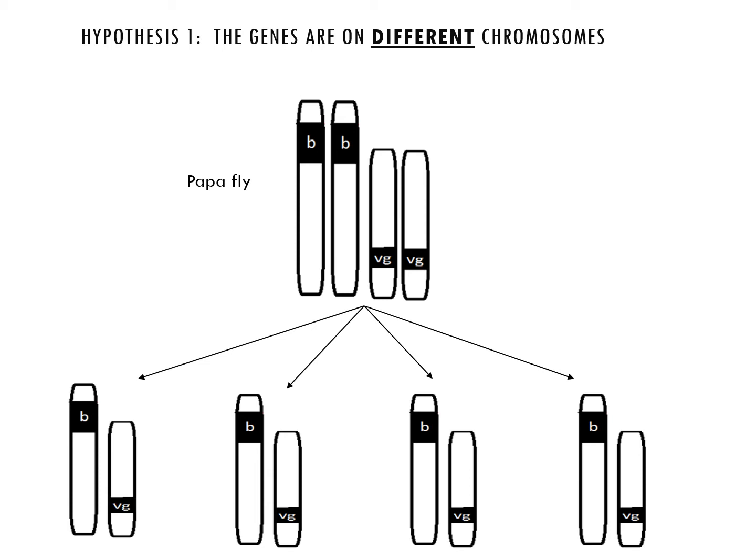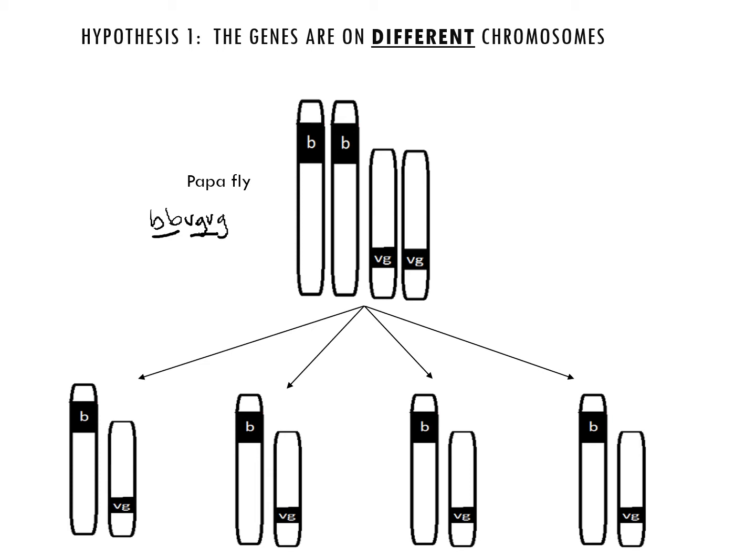So here we're looking at our papa fly. This was our double mutant. Okay, so it had the genotype BB, VG, VG. So if there's only one gene on each chromosome, that means that we're going to have two chromosomes, one for body color and one for the type of wing configuration that our fly has. Now they're diploid cells, which means we're going to have two copies of each one. Okay, so this would be our papa fly.